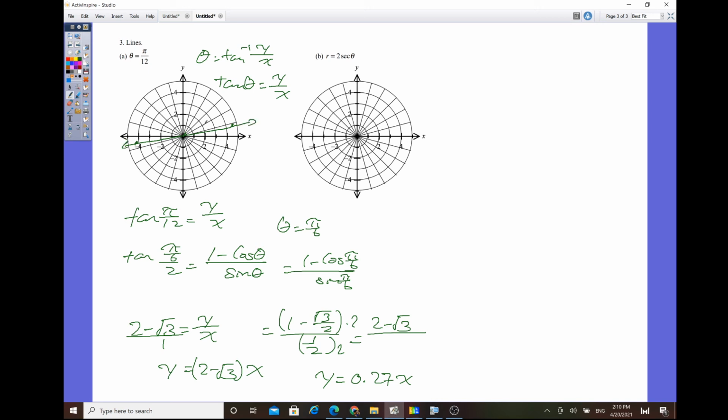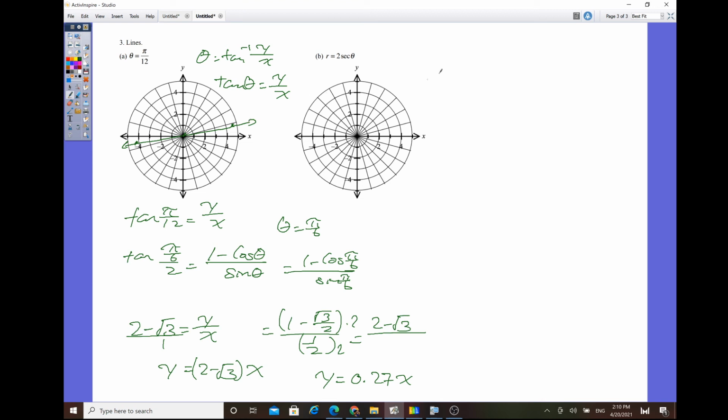Like that. So that's pi over 12. And for those of you wondering, the other one here is like pi over 15. So pi over 12.